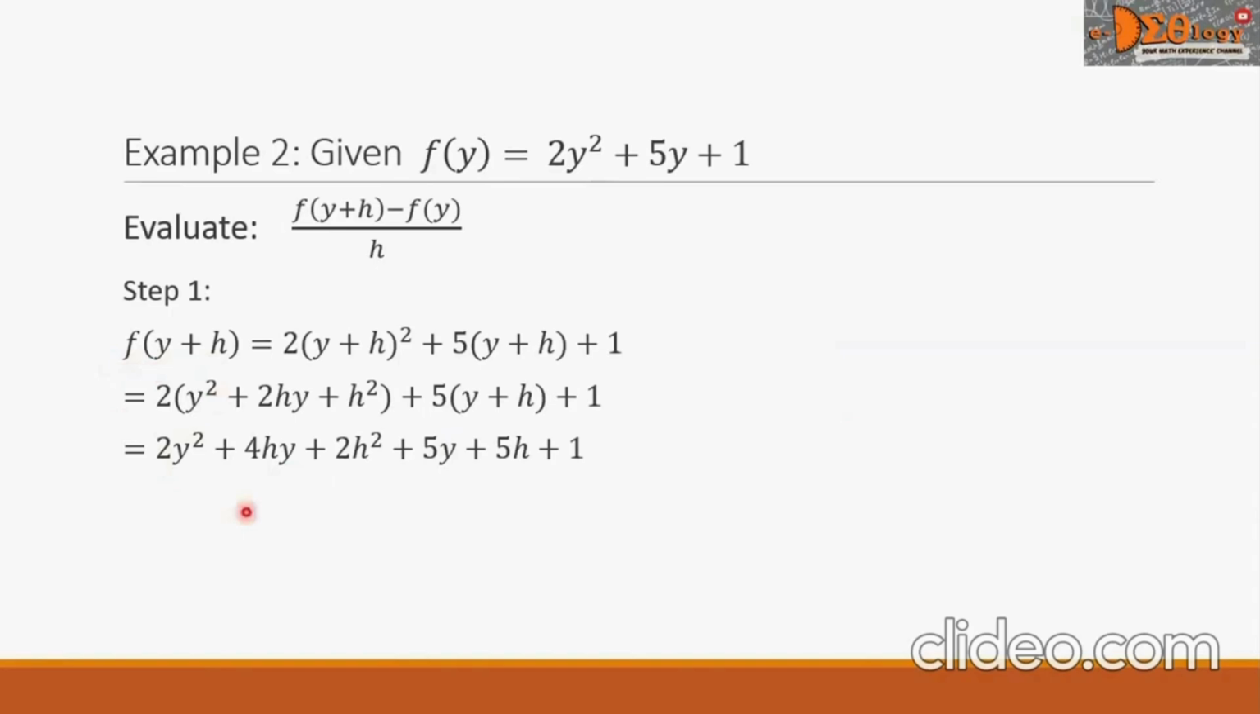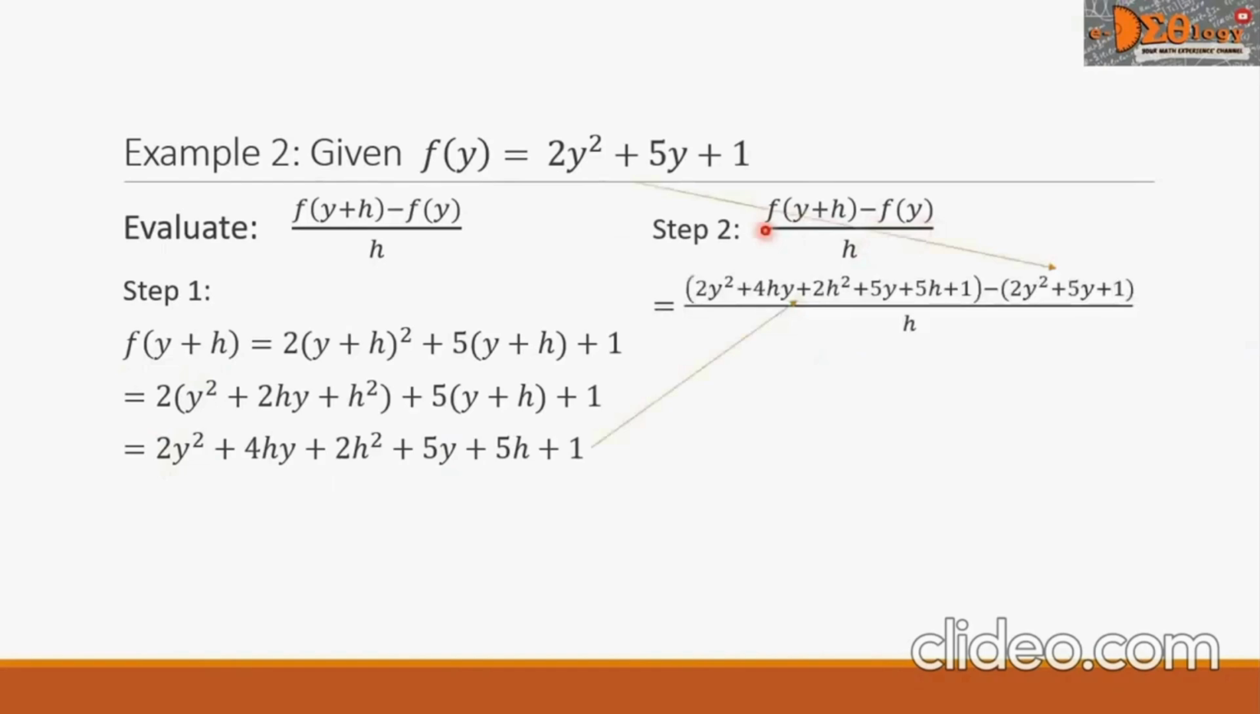Let us go to step 2, and that is to evaluate the given problem here. So this is f of y plus h minus f of y, all over h. Let us substitute the values. The first function was evaluated in step 1, and then minus the f of y is the given function here. So we copy it here, then all over the h.